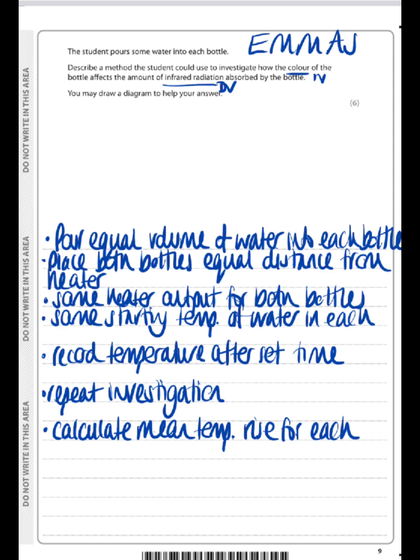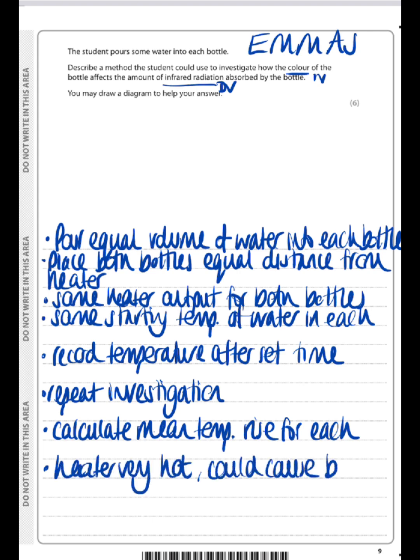Okay, so whenever you are looking at a safety point in a method question, there are 3 sections to it. So in this case, we've got the idea of a hot heater. Okay, so the idea here is that the heater is very hot and therefore it could actually cause burns. So there's the first 2 points. Identifying that you have a hot heater, it could cause burns. So how do you mitigate that? How do you avoid it?